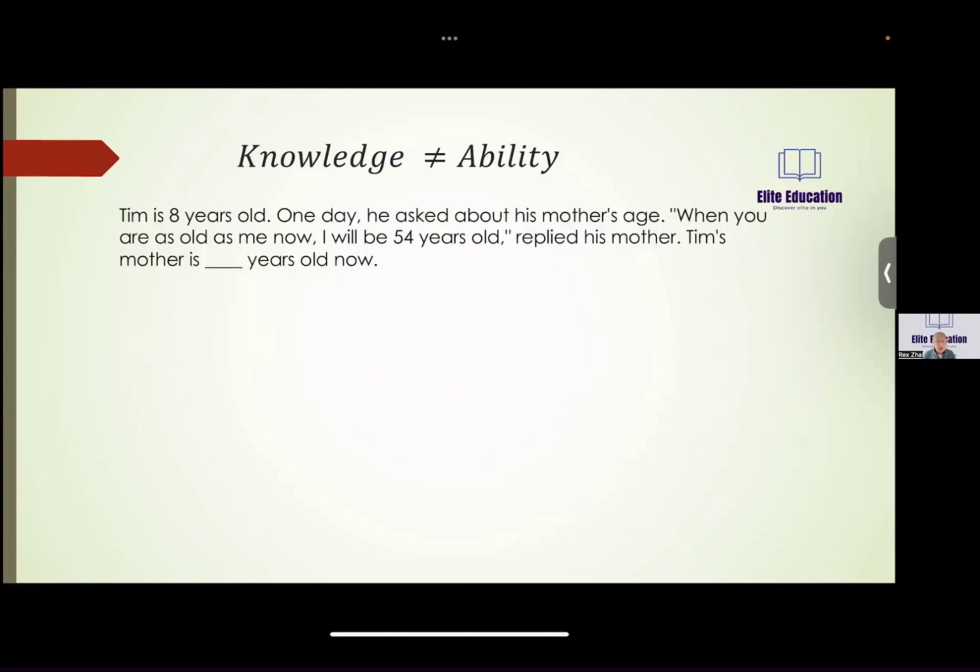The second example, let's look at this first question. This question is from our OC, and there are many questions like this with more. This question says, Tim is 8 years old.